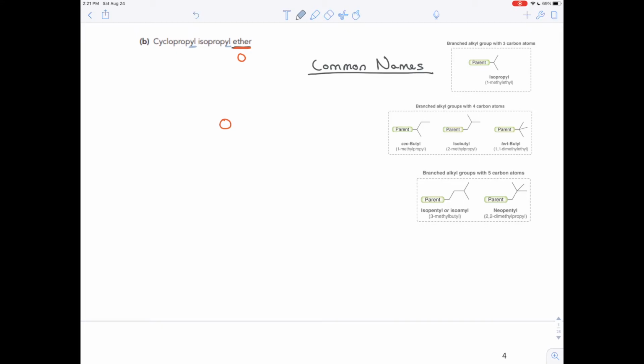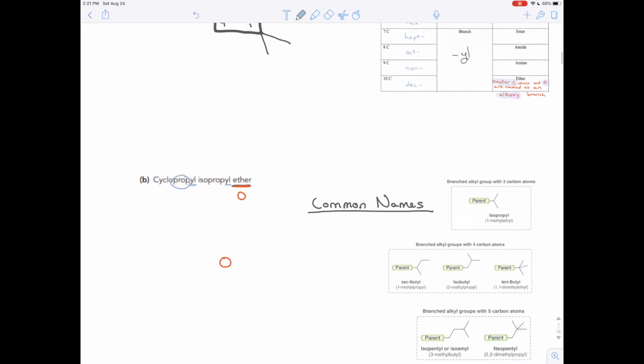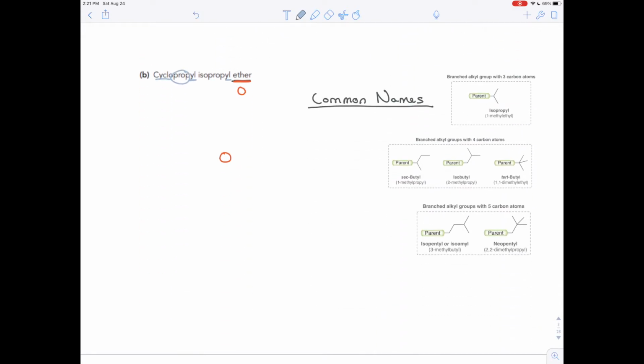So for this first one, we have a cyclopropyl branch. Now prop means we have 3 carbons, and cyclo means they're going in a ring. A 3-carbon ring looks like a triangle. Let me do that. So that's a cyclopropyl group, and that's it branching off of that oxygen backbone.